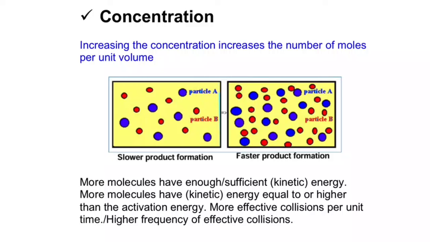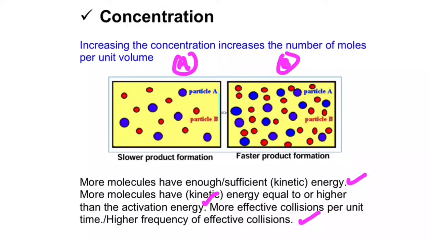So the collision theory says: more molecules have enough or sufficient kinetic energy. More molecules have kinetic energy equal to or higher than the activation energy. And lastly, more effective collisions per unit time. Why is that the case? Take a look at A. You can tell that we don't have a lot of particles in A compared to a lot of particles in B, right? But obviously, when you take a look at B, because we have more particles in a very small volume, there's going to be a lot of collisions in there because we have more moles per unit volume, right?